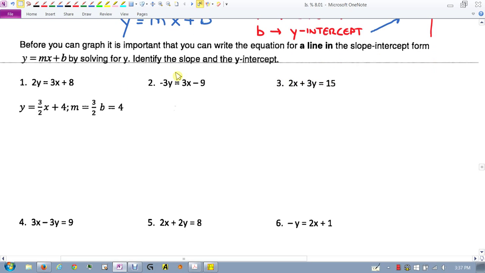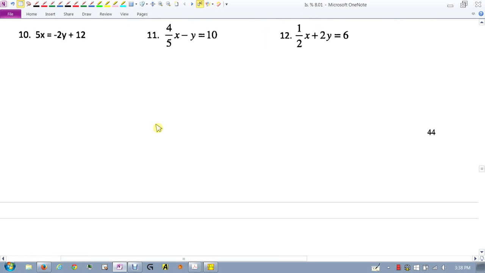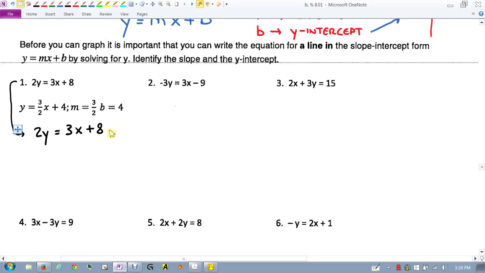So let's take a look at this first one. When I say first one, I mean this. Can you get that into slope-intercept form? Yes? Okay, so we don't need to do these? What do? Divide everything by 2, right? Because you almost have y by itself here. So divide everything by 2. Why not subtract 2?